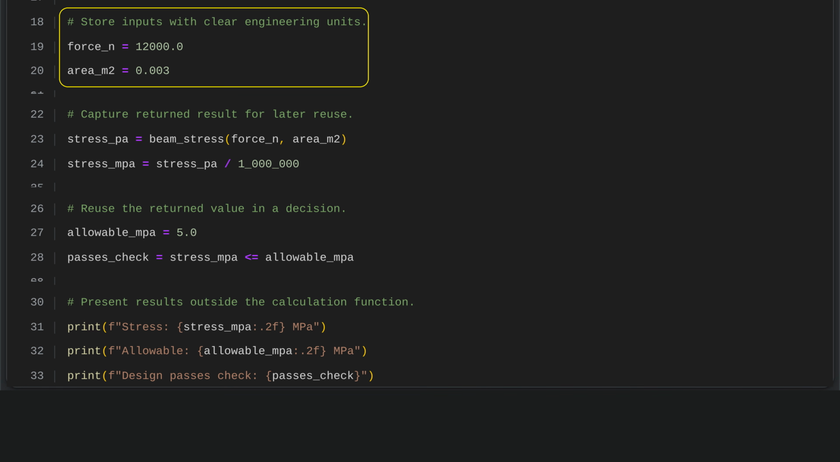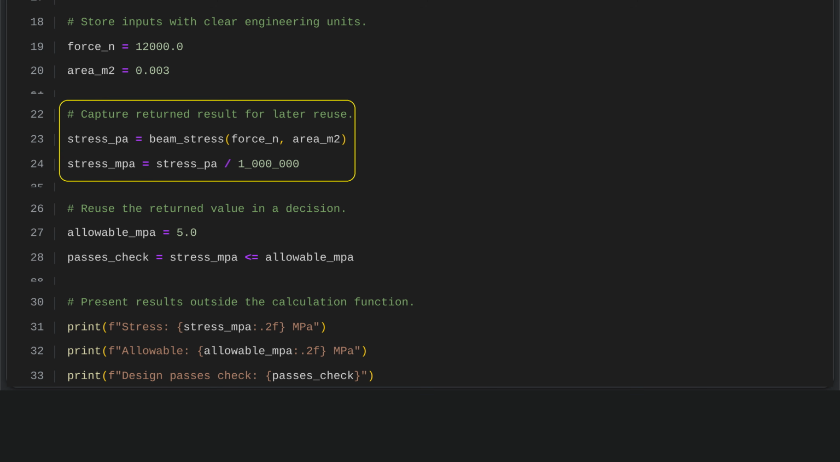The calculation starts by defining the key input values with clear engineering units: a force of 12,000 newtons and an area of 0.003 square meters. These values are then ready to be used to calculate stress accurately.